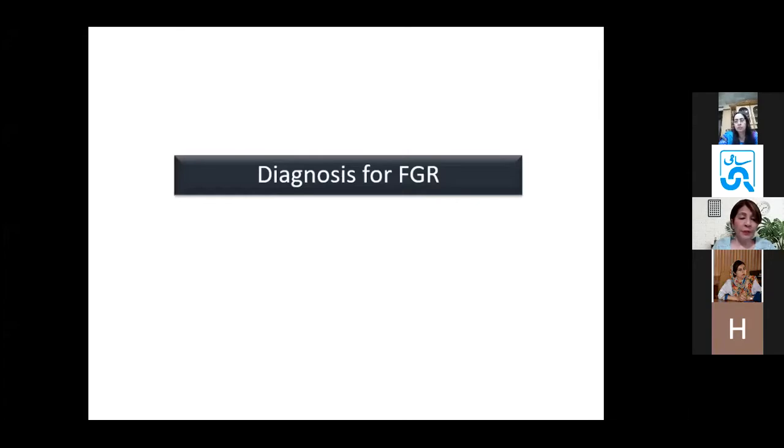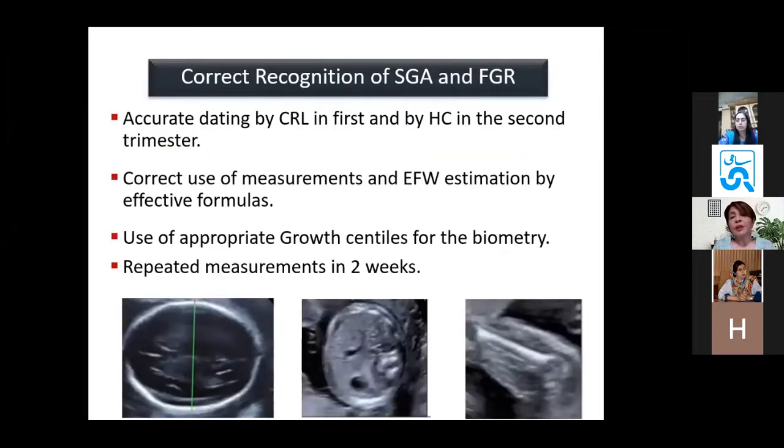Moving on to our main topic, which is diagnosis of fetal growth restriction. We all are aware that accurate dating of pregnancy by crown rump length in the first trimester and head circumference in the second trimester is important and vital, because otherwise you're going to overdiagnose fetal growth restriction. Then the correct use of measurements like head circumference, abdominal circumference, femur length, and calculating the estimated fetal weight with effective formulas, more commonly Hadlock formulas, is recommended. Once you find that the baby's measurements have been done, you plot them on the appropriate growth centile for biometry, and it has been recommended not to repeat biometry measurements at less than 2 weeks duration.